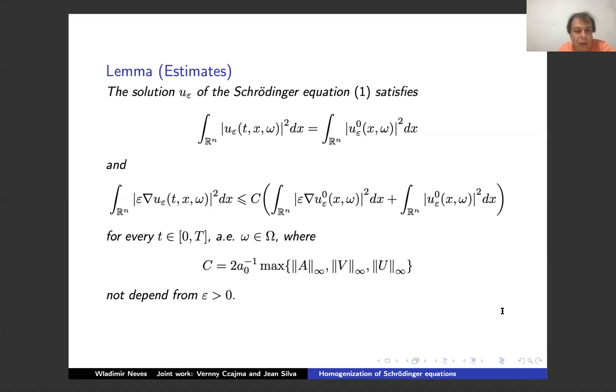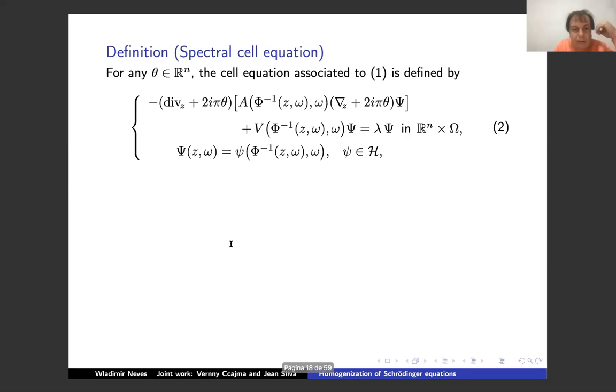As usual, in the context of the Schrödinger equation, we are going to multiply the equation by U bar and take the imaginary part, which means that you get your L2 energy estimate: the energy of U epsilon is equal to the energy at the initial time. And more than that, if you multiply by U_t bar, you get this estimate for epsilon gradient of U epsilon, which is just what you could obtain with this equation with 1 over epsilon square multiplied by the potential V. These are somehow standard estimates.